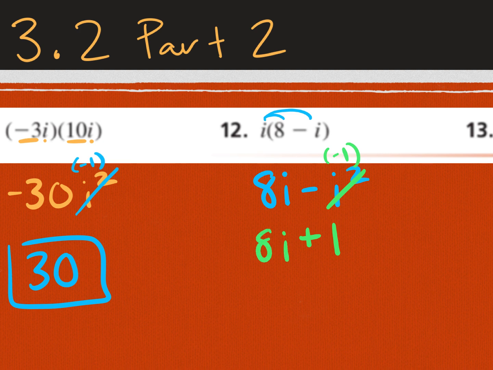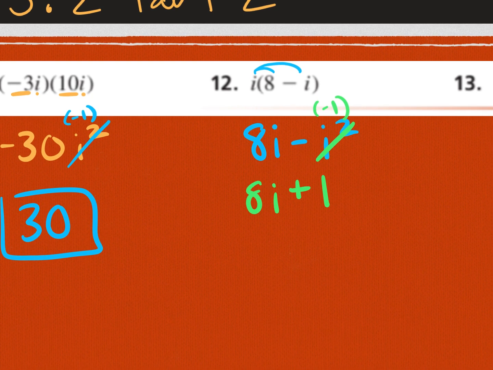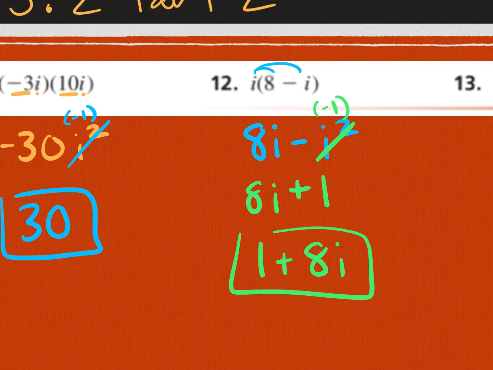But we can't leave our answer as 8i plus 1, because we have to make sure it's in standard form with our real number first. So it would be 1 plus 8i. So the real part has to come first.